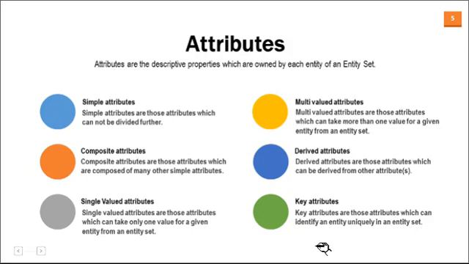Next one is your derived attribute. Derived attributes are those attributes which can be derived from other attributes. Suppose I have a column date of birth, can I derive age of a person from date of birth? Yes, I can. So age is my derived attribute, and it is derived from another attribute, that is date of birth. Next one is key attribute. An attribute that uniquely identifies my tuple in an entity set is known as key attribute, like primary key.